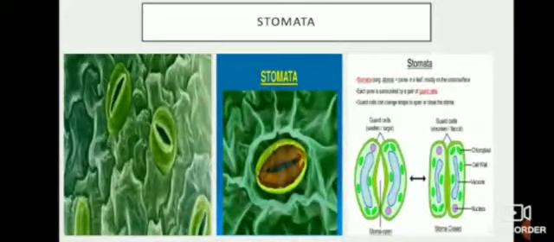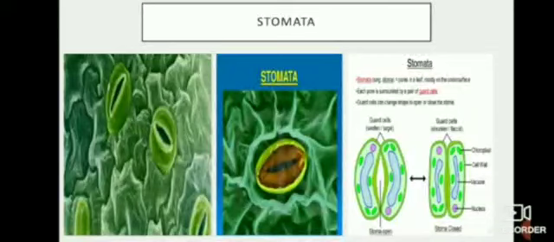Now we are having another structure called as stomata. Children, we are having a nose to breathe. Like this, plants also have a structure to breathe air. Now you are seeing there is a structure called as stomata. These stomata are present in the leaf. The lower portion of the leaf is having stomata, and we see how we can observe this stomata.